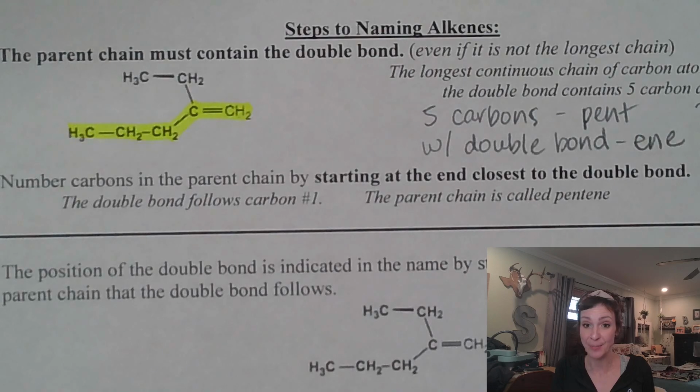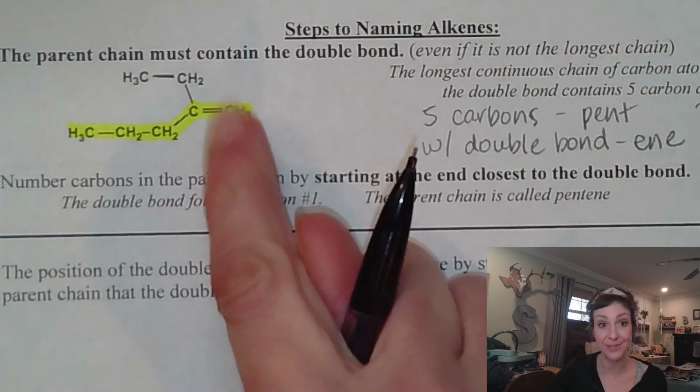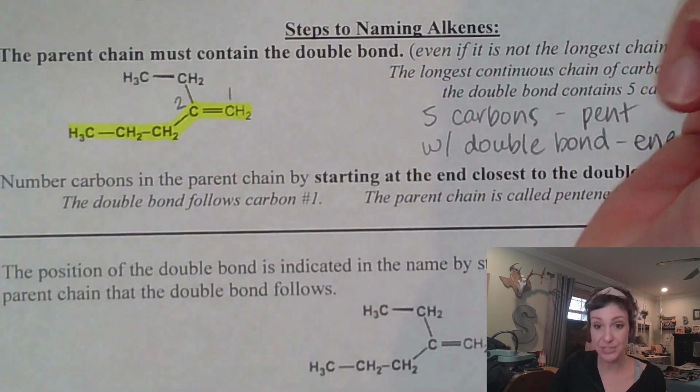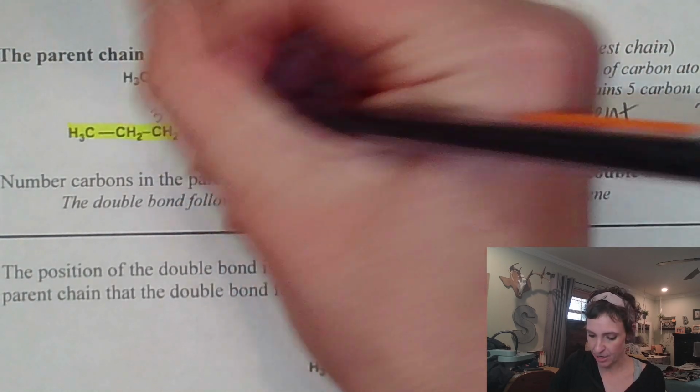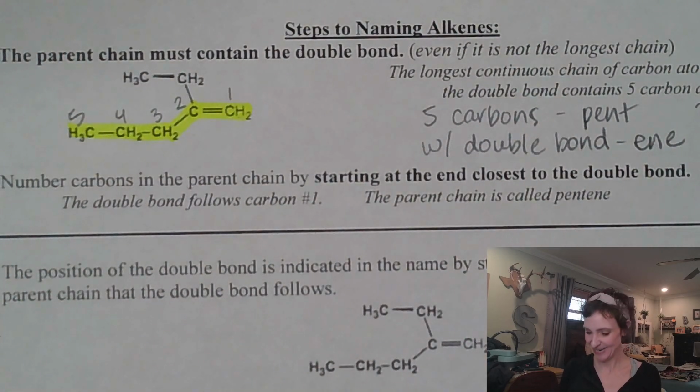If I do not have double bonds, if I have an alkane, then yes, my branches will determine who carbon number 1 is. Okay, so here we go. It was a tangent. You know I like to do my tangents. So that's going to be your carbon number 1. This is going to be your carbon number 2. This is going to be your carbon 3, 4, 5. Awesome. So our parent chain is called pentene, and we see that double bond following carbon number 1.